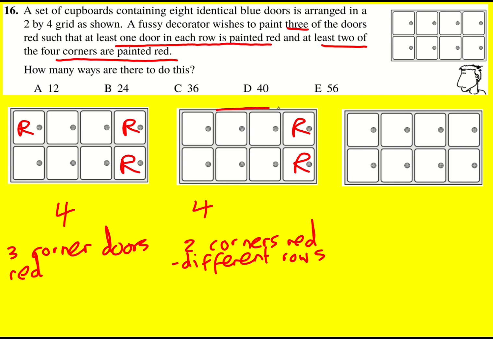Then after I've done that, I can put a red door in any of these 4, so it's going to be 4 times 4, which gives 16.